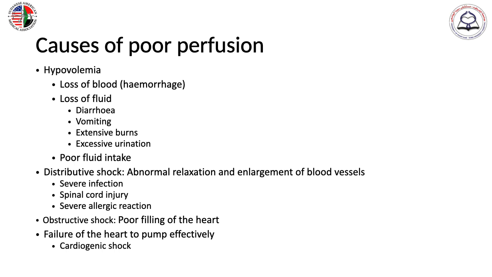Distributive shock is because of abnormal relaxation and enlargement of blood vessels, as seen in sepsis, spinal cord injury, and anaphylaxis. Obstructive shock leads to poor heart filling, as seen in pulmonary embolism, tension pneumothorax, and cardiac tamponade. And also it could be related to poor cardiac function, poor pump function, as in cardiogenic shock.